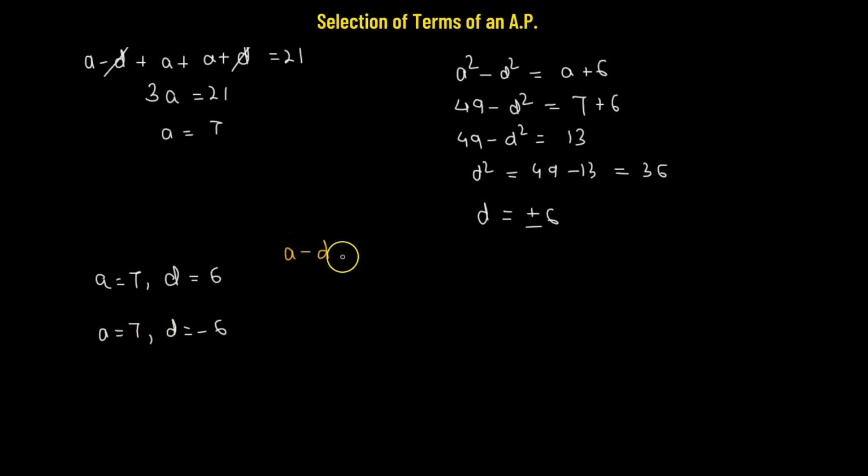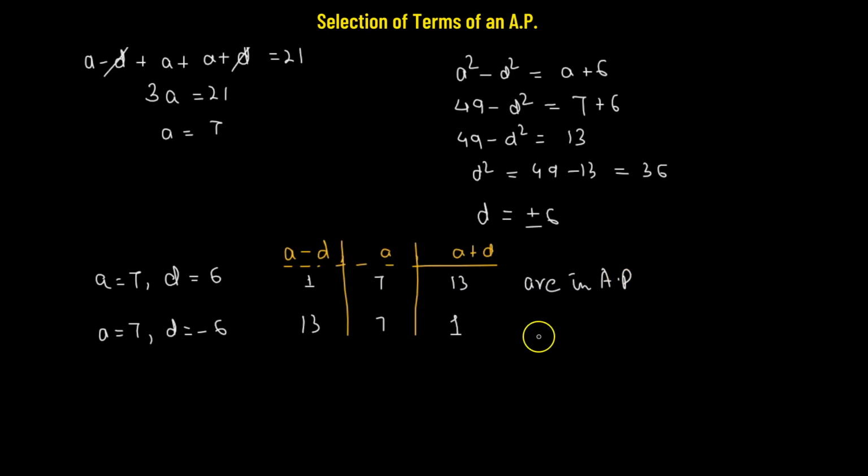So we consider a minus d, the next is a, and the third is a plus d. Let's find their corresponding values when a is 7 and d is 6. We have 7 minus 6, which is going to be positive 1. The a value is 7, then we have a plus d, which is going to be 13. Next, for a minus d with d as minus 6, 7 minus minus 6 gives us 13 because we have 7 plus 6. Then we have positive 7, followed by 7 plus minus 6, which simply gives 1. So these are the numbers: 1, 7 and 13 are in AP, and the other set, 13, 7 and 1, are also in AP.